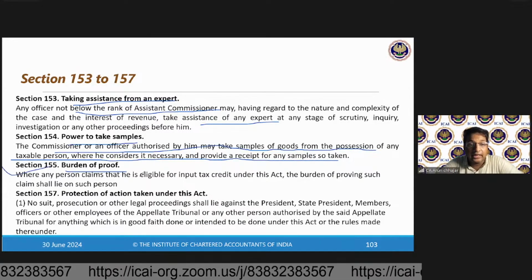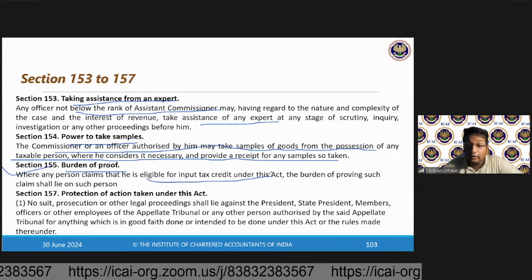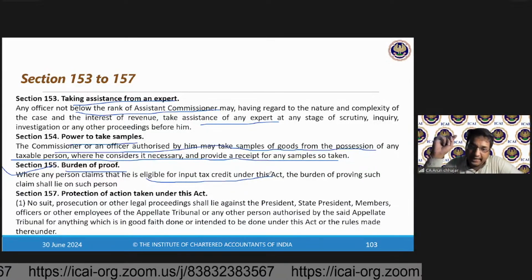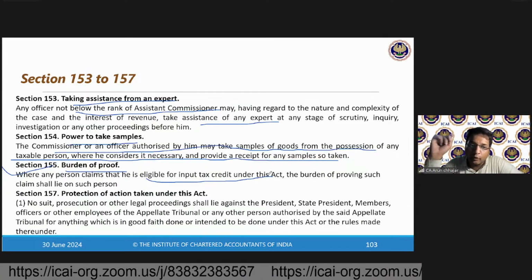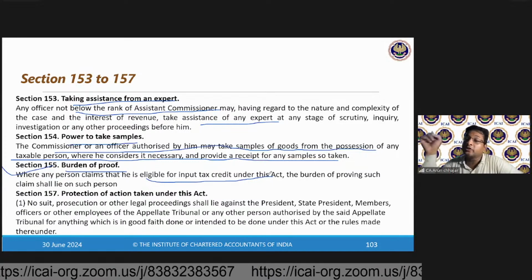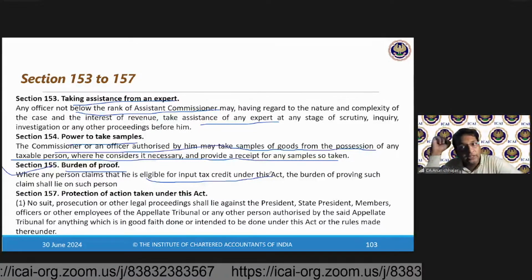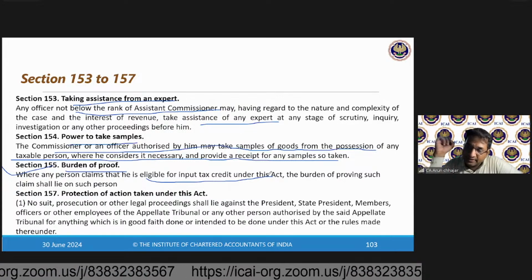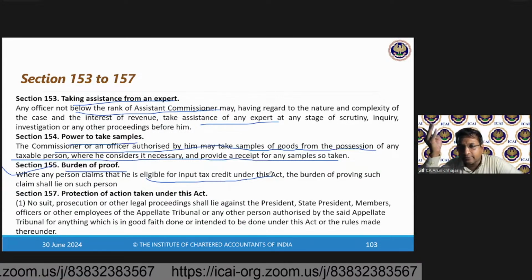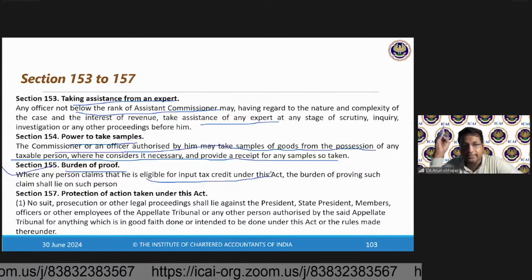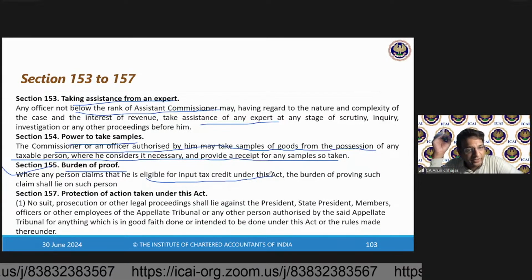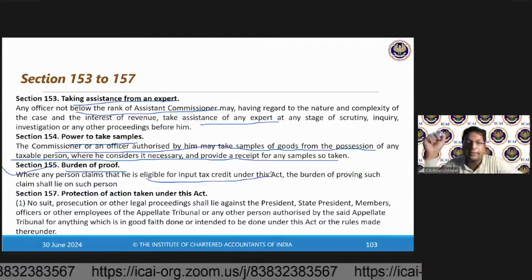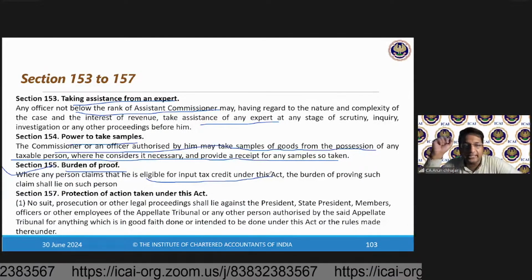Burden of proof lies on the person who is taking the ITC. Where any person claims he is eligible for ITC, the burden of proving such a claim lies on that person. So he has to prove that all the conditions of Section 16 subsection 2 have been satisfied, like the goods or services have been received, he has the proper tax invoice, etc. Section 155 says that his eligibility has to be proven by the person who is taking the ITC.